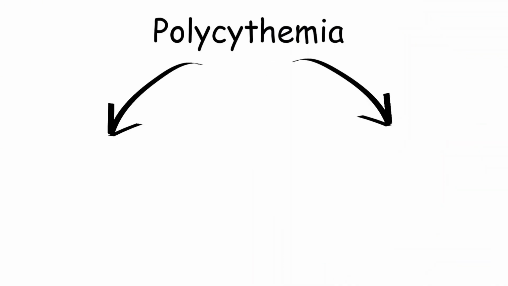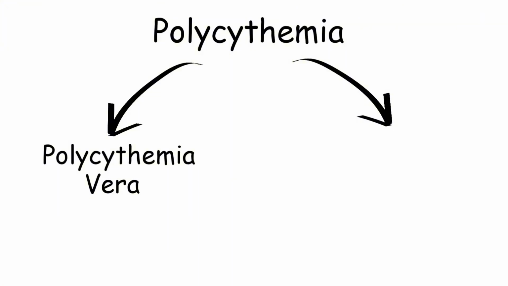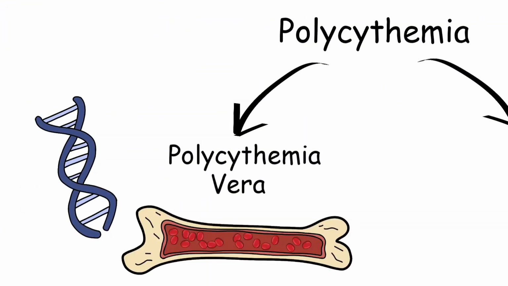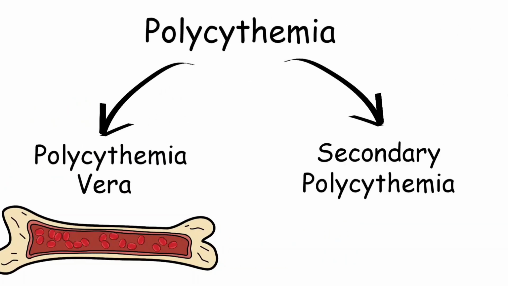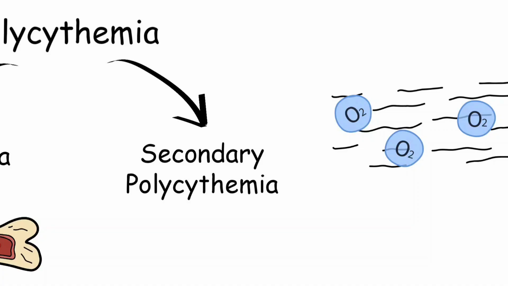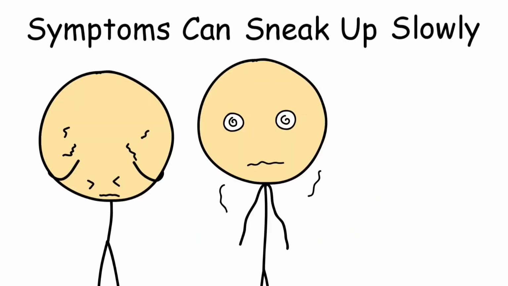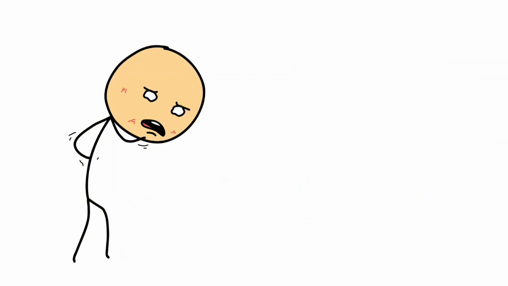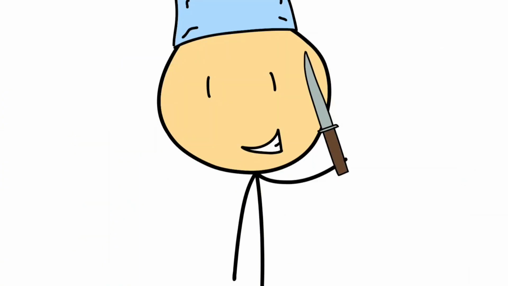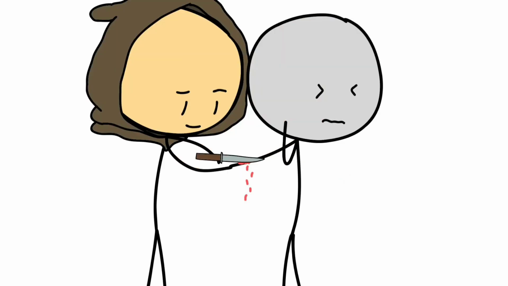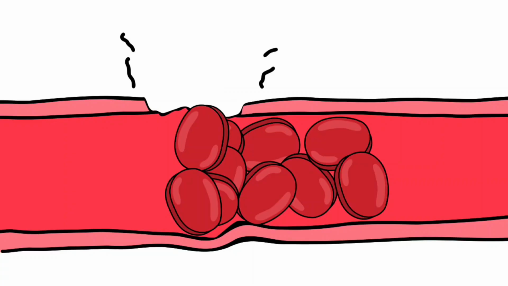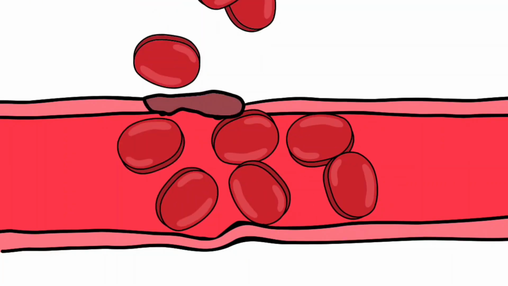There are two main types. Polycythemia vera, caused by a genetic mutation that tells your bone marrow to keep making red cells nonstop. And secondary polycythemia, triggered by things like chronic low oxygen, which is why mountain climbers and smokers can sometimes develop it. Symptoms can sneak up slowly. Headaches, dizziness, a red face, even itchy skin after a hot shower. Doctors sometimes treat it the old-fashioned way, by removing blood from the body just like in medieval times. It sounds extreme, but thinning the blood is still the most effective way to bring it back into balance.